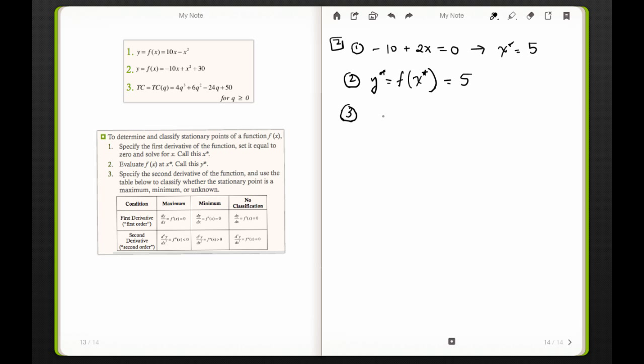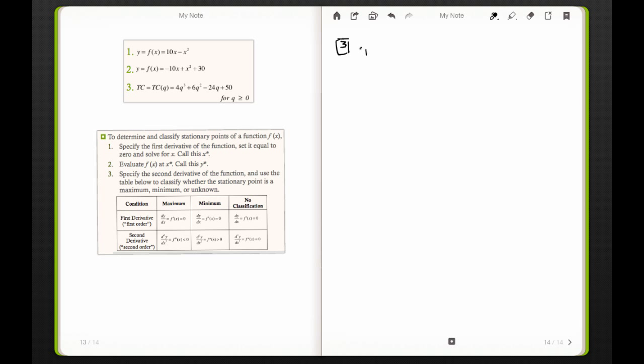Okay, cool. So for the third step, I'm going to specify the second derivative. The derivative of the first derivative is just 2, and that's greater than 0. It's positive for all x, which tells me that x star is a minimum. In other words, at x star, the function is bending upwards, like this. There we go. So I'm going to clear this out now, and then we're going to go to the third one.